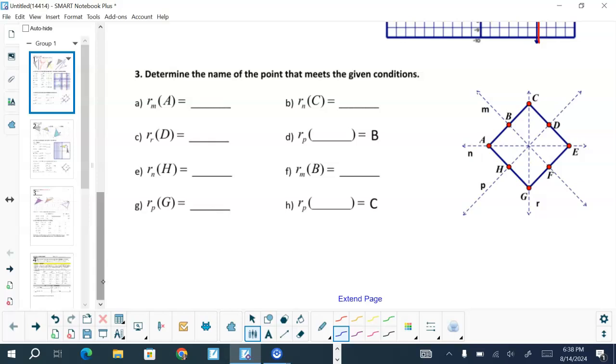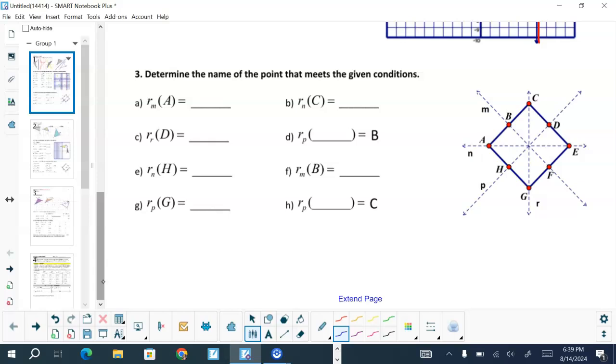Because what they're going to do is ask you to do a reflection on a certain letter, and they're going to want to know where it went to and where it landed. So you're going to have to be able to almost imagine if you took this shape and folded it over on that line of reflection, where would it land?